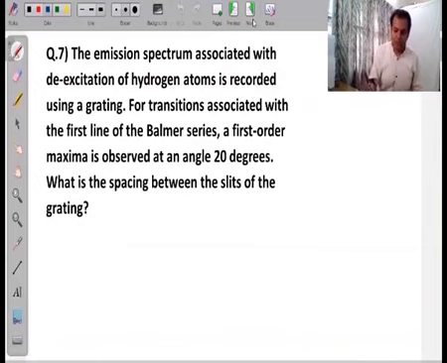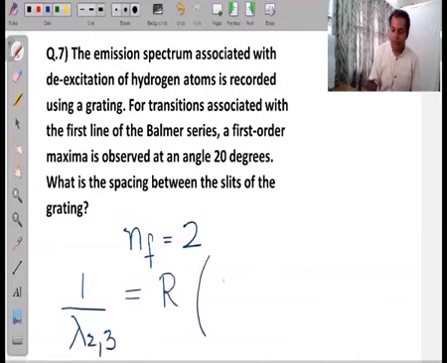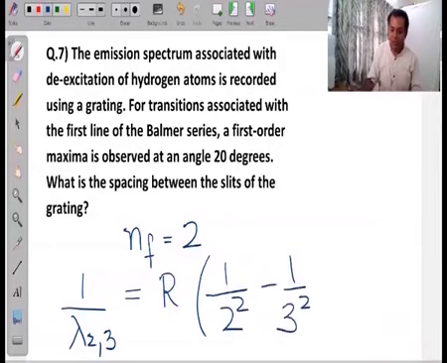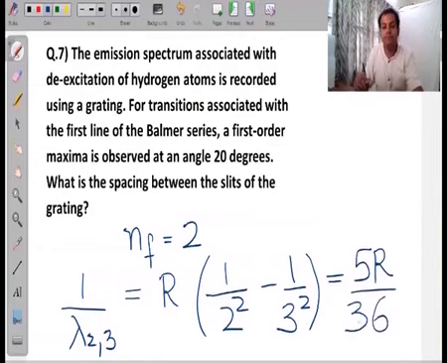So the first part should be simple. We have the Balmer line, so n_f is 2, and the wavelength associated with this line, with indices final comma initial state, will be 1 over lambda equals R times (1 upon 2 squared minus 1 upon 3 squared), and this will give us 5R upon 36. Okay, let me go to the next slide to continue this problem.